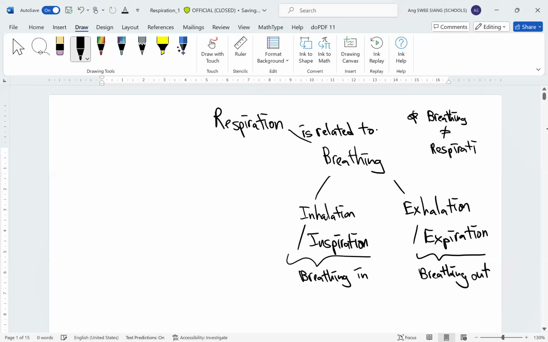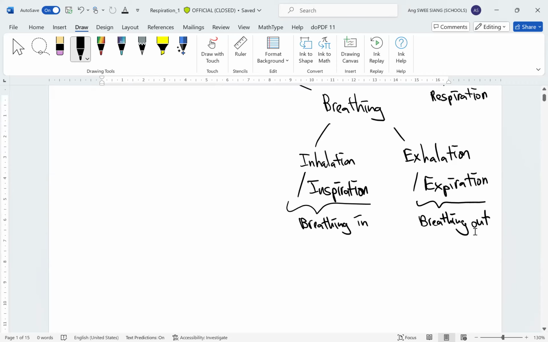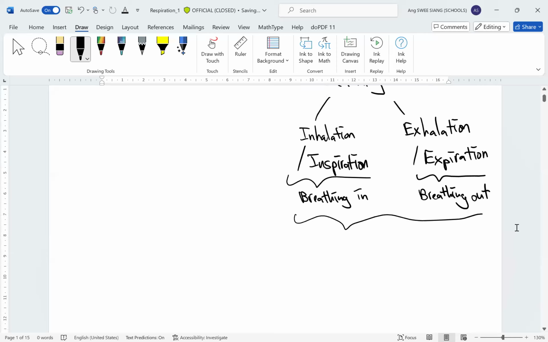So can I have another person to share what you think respiration is? Another person. Don't make me call names because some of you I know you don't like to answer question. Yes. Exchange of gases. Exchange of gases is achieved when air is breathed in and breathed out. Okay, so the breathing in and breathing out is to allow exchange of gases.